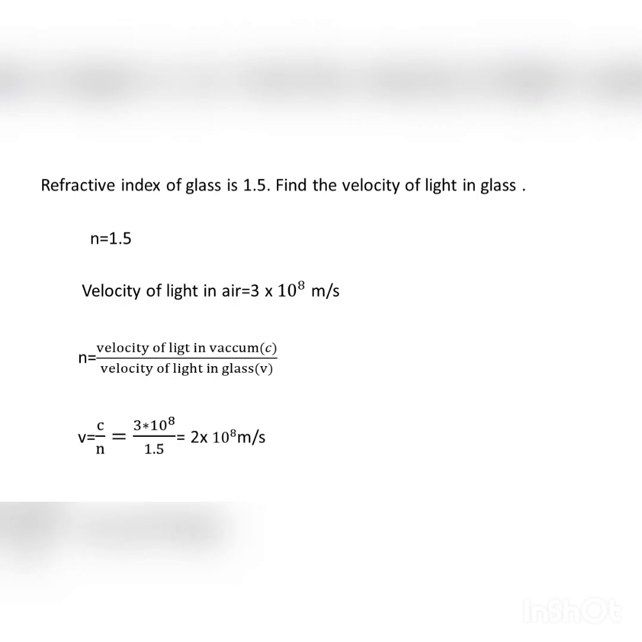The refractive index of glass is 1.5. Find the velocity of light in glass. So we have N is equal to 1.5 and the velocity of light in air is 3 into 10 raised to 8 meters per second. We have N is equal to C by V. So V is equal to 3 into 10 raised to 8 by 1.5, which equals 2 into 10 raised to 8 meters per second.